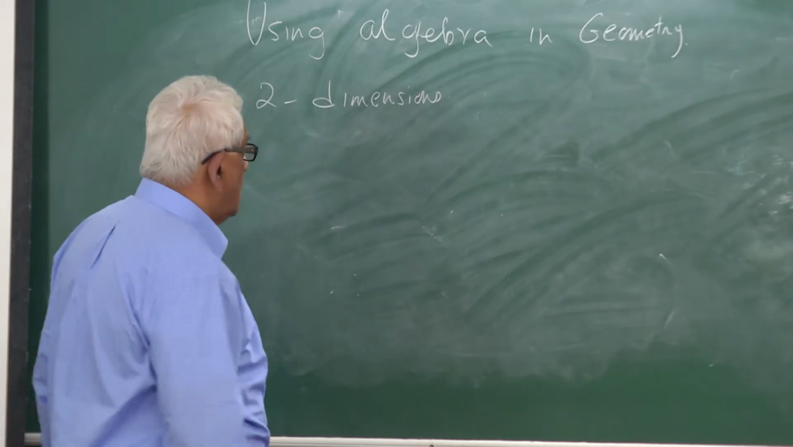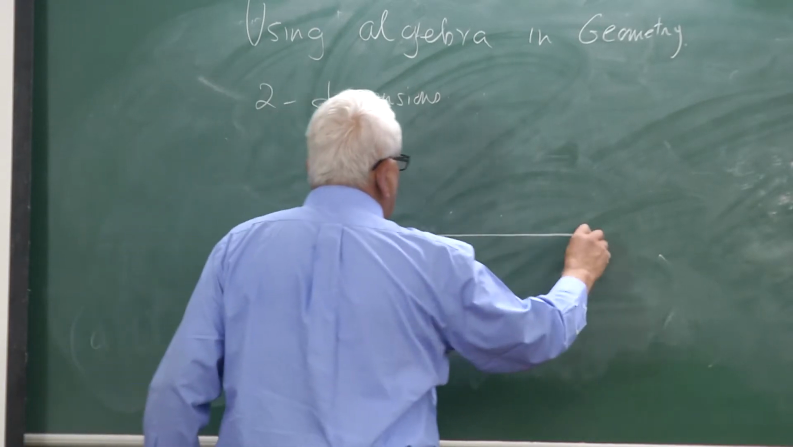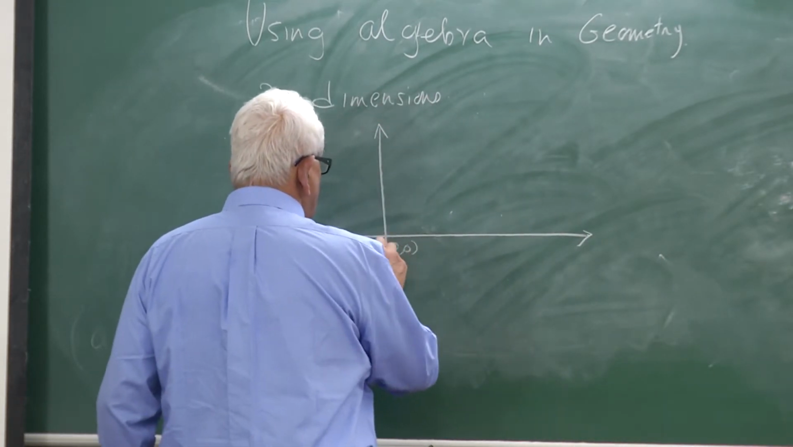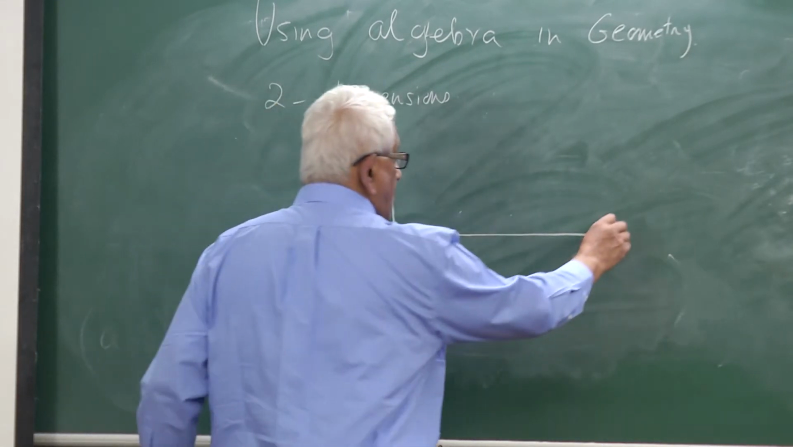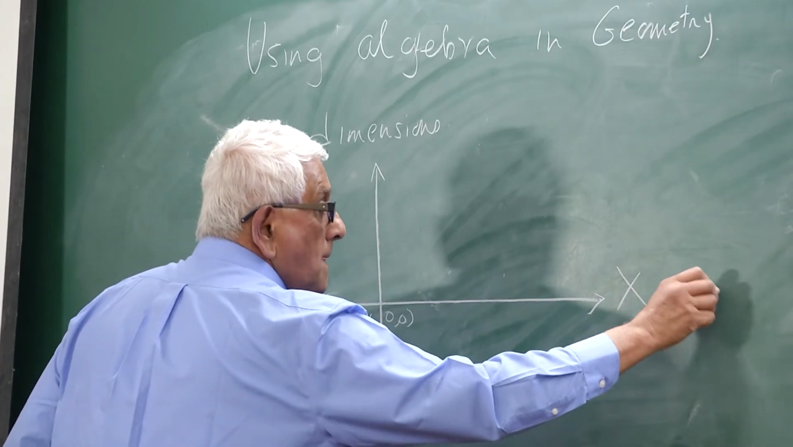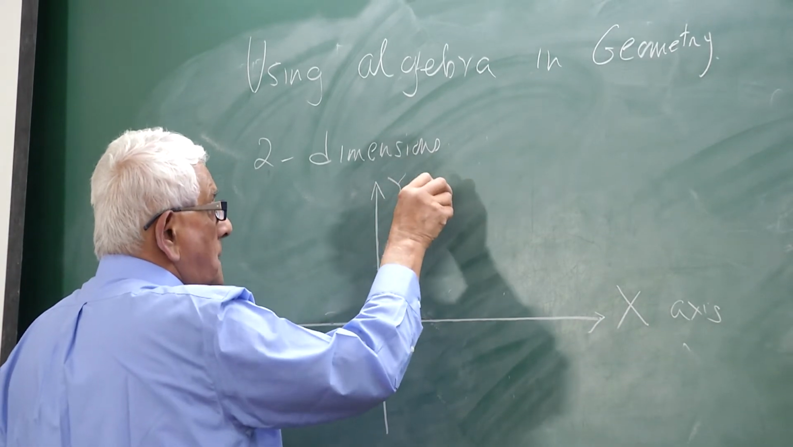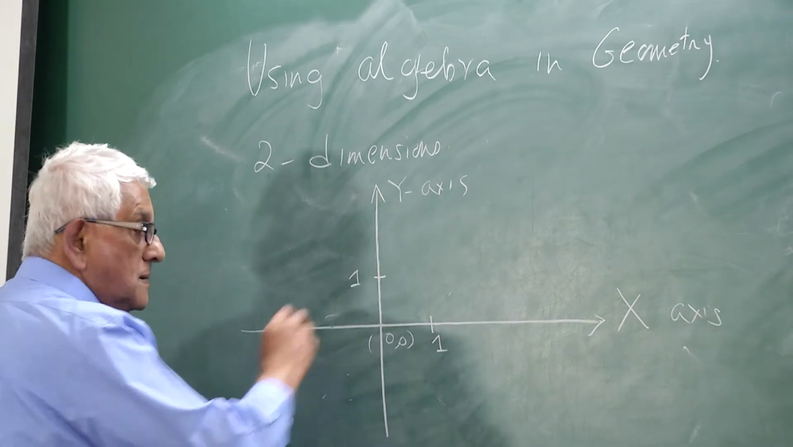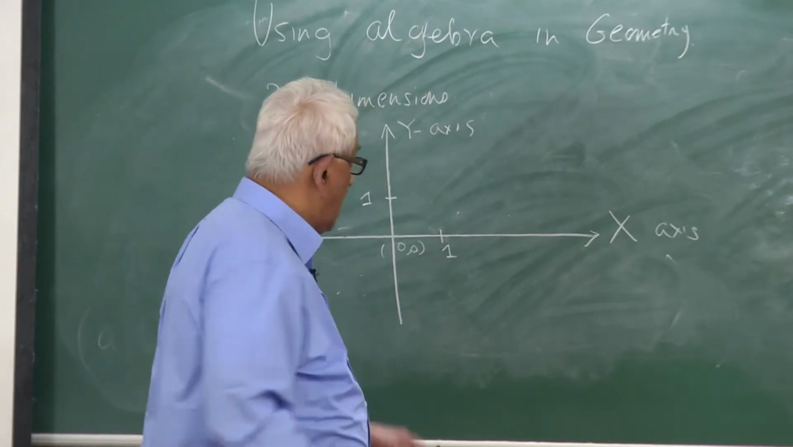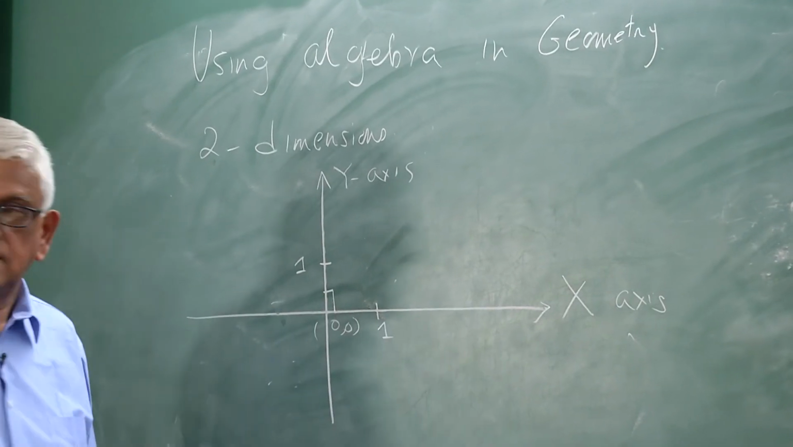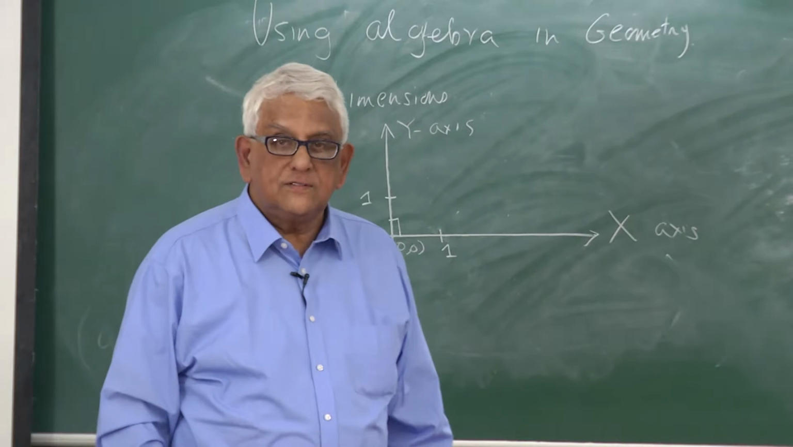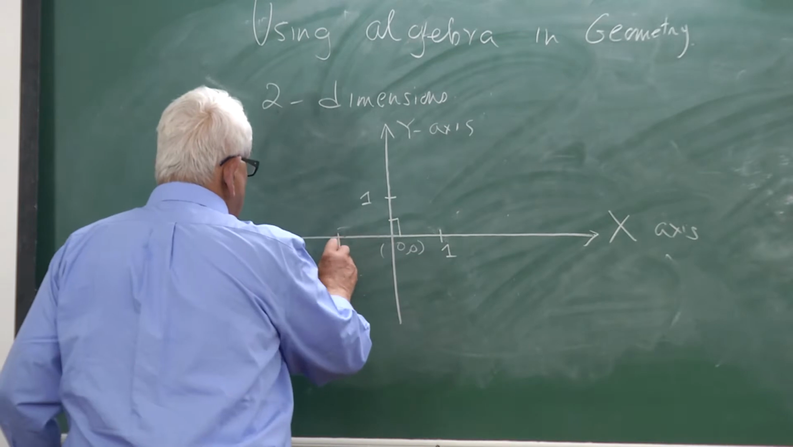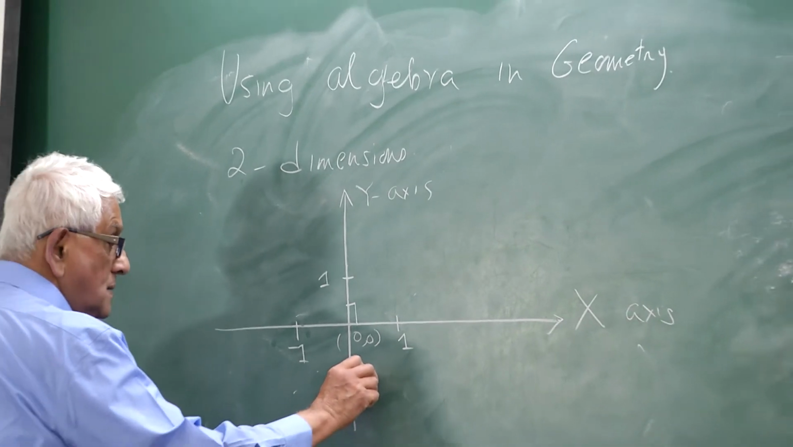And in two dimensions, we choose an origin like this, and this we call the x-axis, and this we call the y-axis. And we choose a unit here, and we choose a unit there. So once we've done that, and this is 90 degrees, we have two lines. These are number lines, so we can put numbers here. So this would be plus, this would be minus 1, this would be minus 1, right?